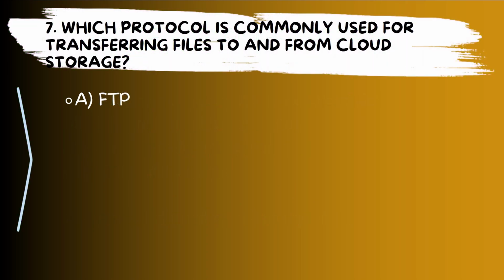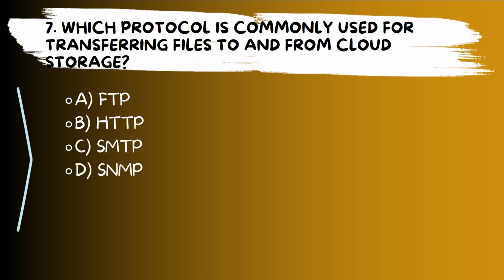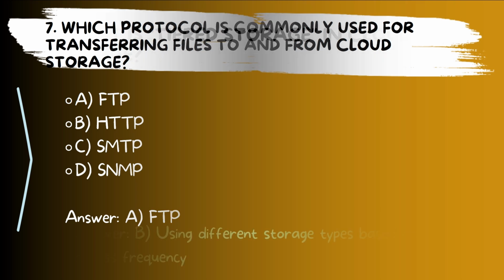Which of the following is commonly used for transferring files to and from cloud storage? The first one is FTP, that is file transfer protocol. Second one is HTTP, that is hypertext transfer protocol. Third one is SMTP, and fourth one is SNMP. So the answer will be FTP. File transfer protocol is commonly used for transferring data from our sources.